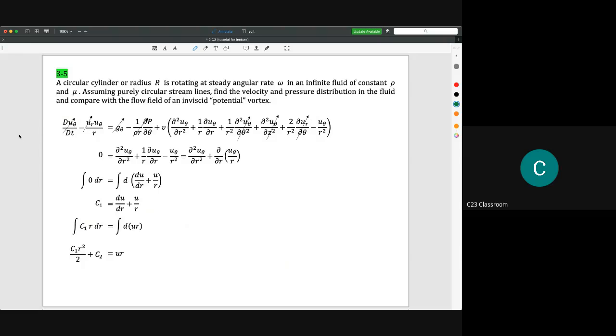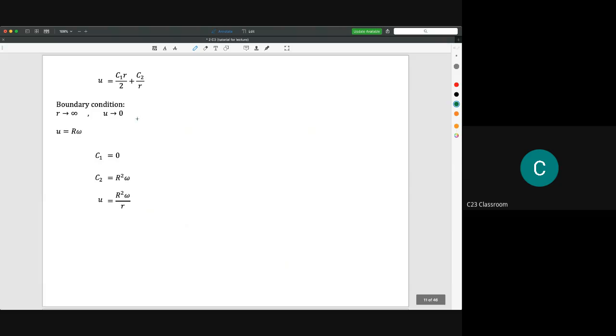Because we have two differentials here, we need to integrate it twice. The first time, we will have a 0 here, so a constant c1 comes in. Then we integrate once more, so the constant c2 comes in here. And finally, we get the general equation of this one.